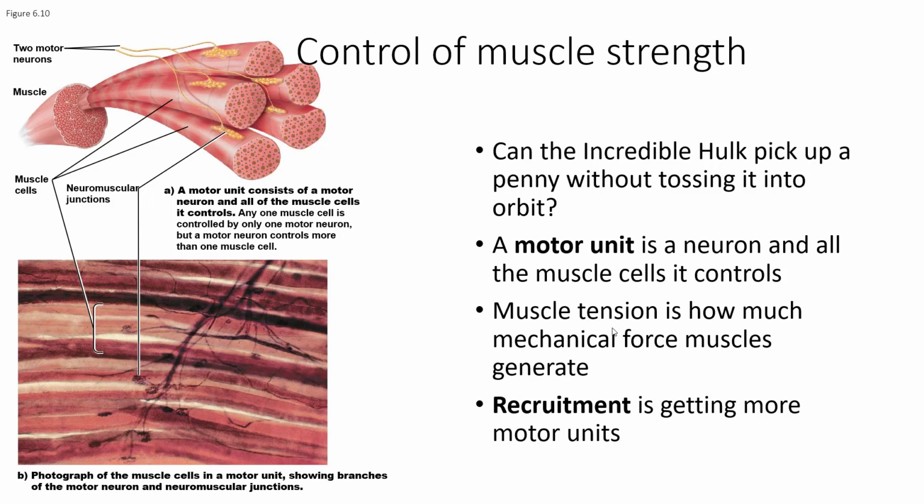You recruit more of these motor units when you try to flex a muscle harder. So when the Hulk picks up a penny, he'll recruit only 1 or 2 motor units. But when he tries to pick up a boulder, he's going to recruit even more motor units. So the recruitment of more motor units will increase the muscular strength that is being given.